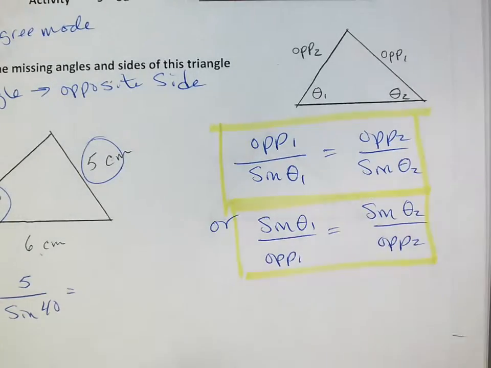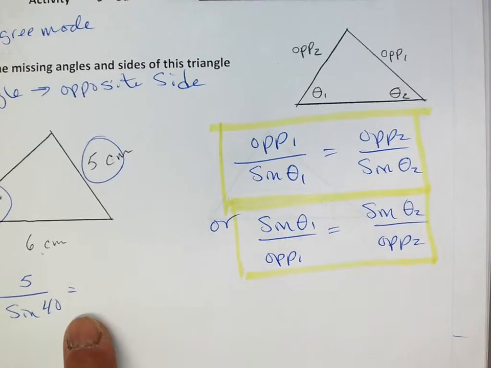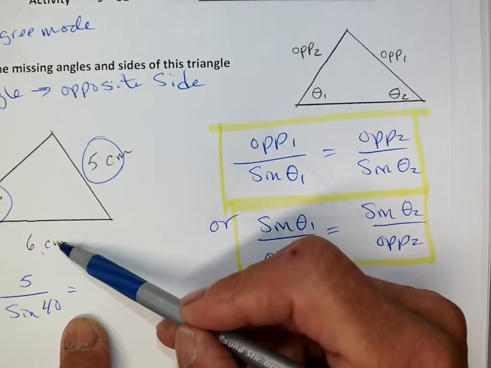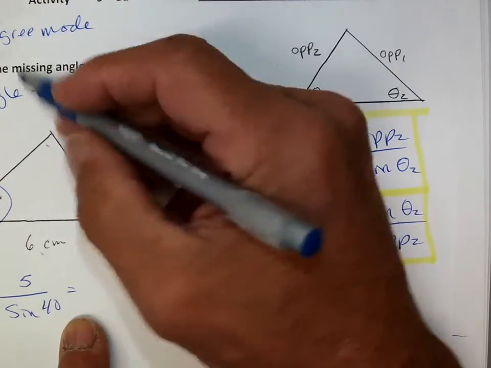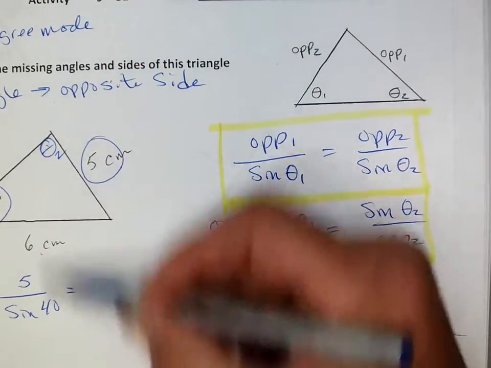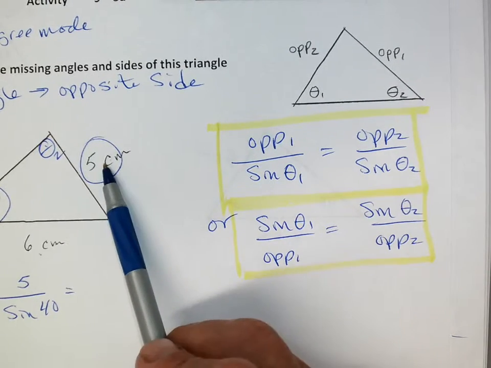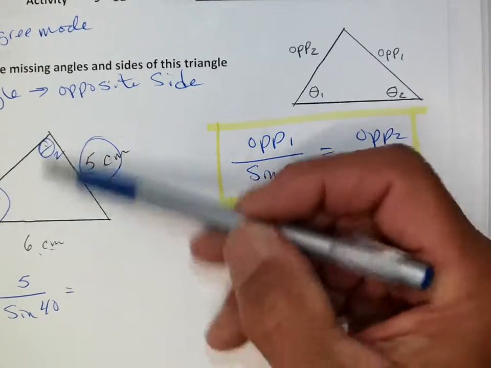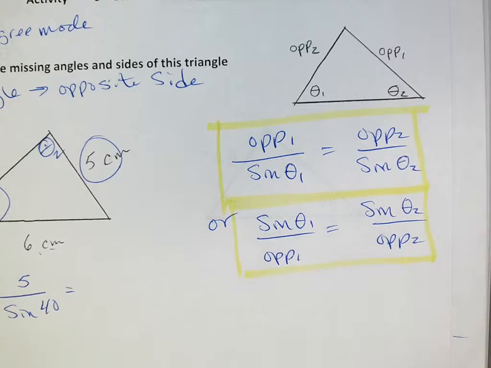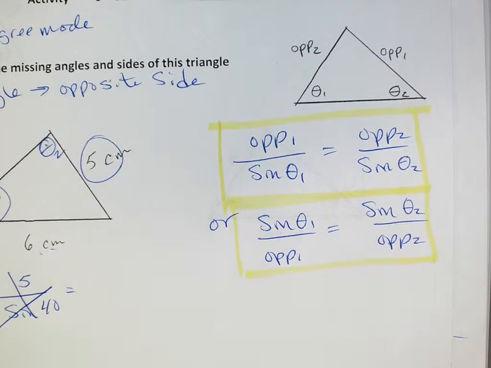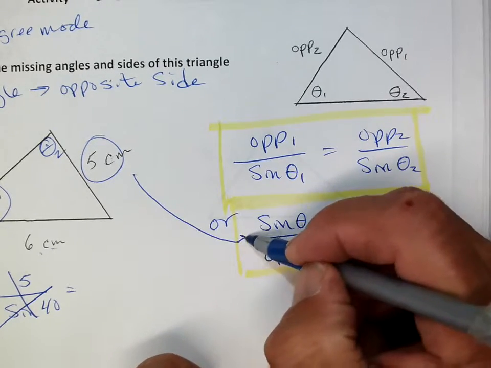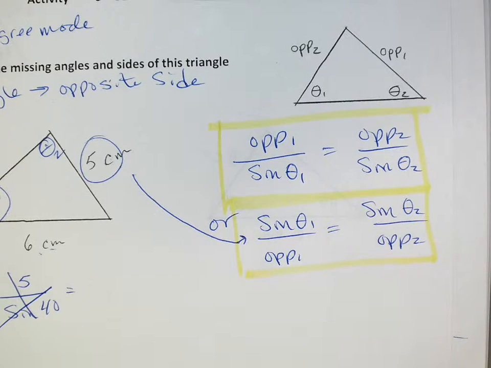How does it work? Here's my side, my 6. So this angle here has to be theta 2 because it's its opposite. Does that make sense? So I've got 5 over the sine of 40 equals 6 over the sine of theta 2. But I'm going to change this around a little bit. What I like to do is put what I don't know down first. What don't I know? So let's use this version of it because that's what I want to find.